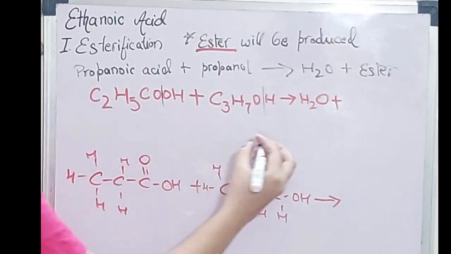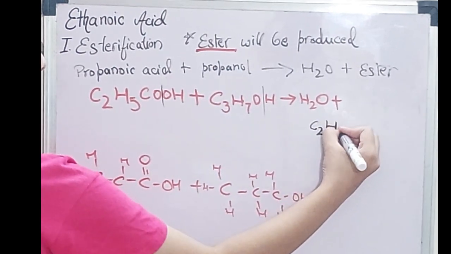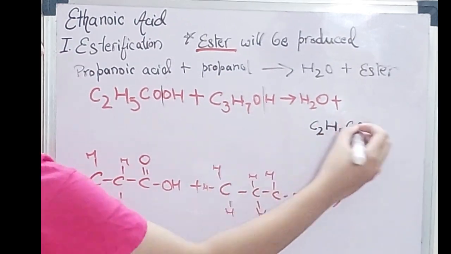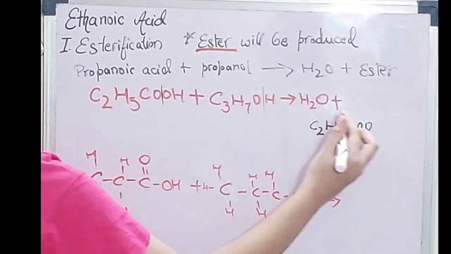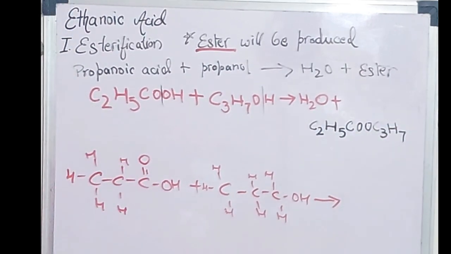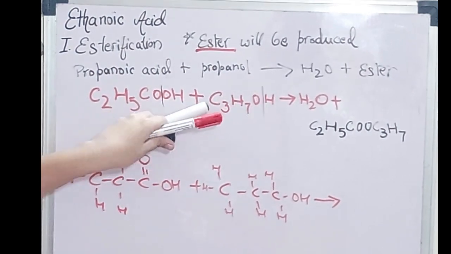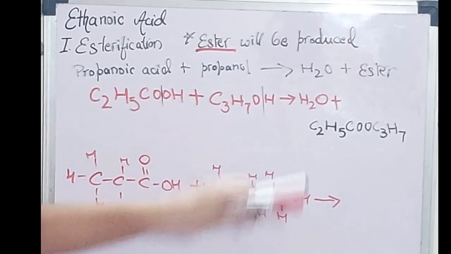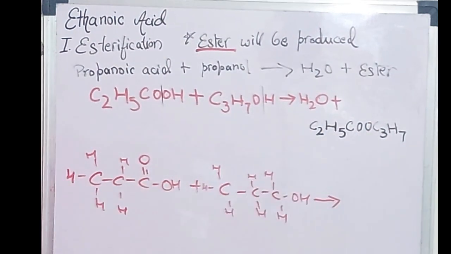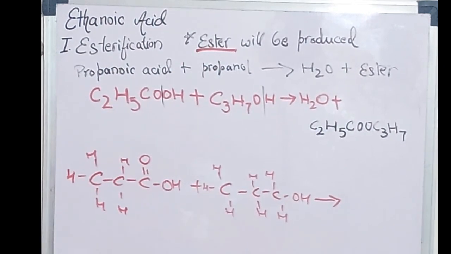Now writing it as it is, C2H5CO, then this O first, and then C3H7. So this is your ester, C2H5COOC3H7 plus water. This is the esterification, and this is the ester made from propanoic acid and propanol.